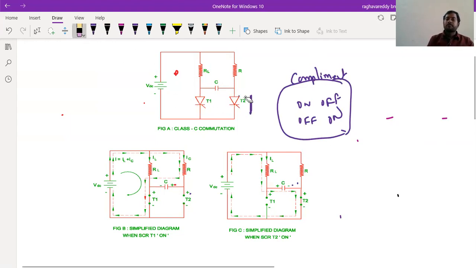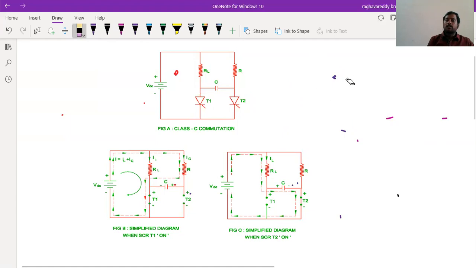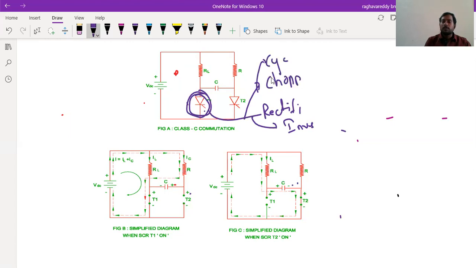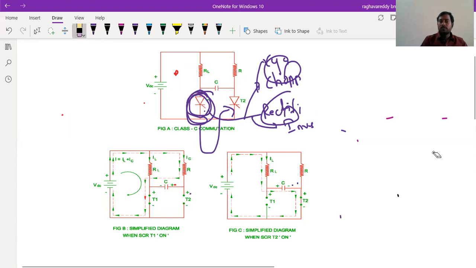Here we can use any one thyristor, for example, for rectification purpose, or controlling purpose, or inversion purpose, or chopper purpose, and cycloconverter purpose. Any purpose we can use this thyristor, and to turn it off, T2 will be used. So let us see the waveforms, how this will change.